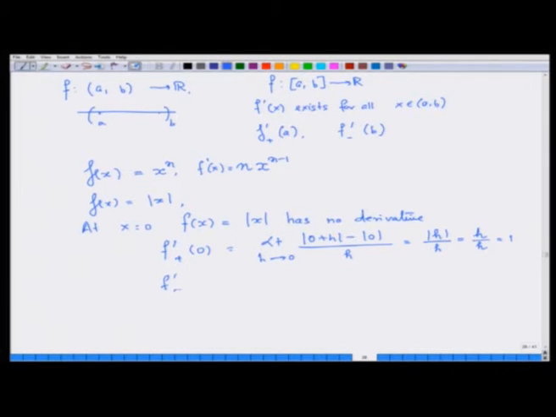Left derivative, let us calculate. Since h is now strictly less than 0, mod of h is minus h, so the ratio is minus 1. If those who have forgotten what mod of x is, let me tell you, mod of x is equal to x if x is greater than or equal to 0, and is equal to minus x if x is strictly less than 0.